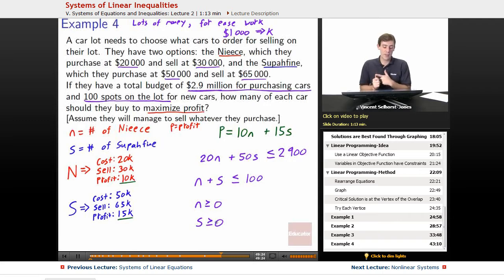The amount of money they have to spend, 20N plus 50S, has to be less than or equal to 2,900. N plus S has to be less than or equal to 100, the number of spots on the lot. And since they can't buy negative cars, N has to be greater than or equal to 0, and S has to be greater than or equal to 0. Our objective function that we're trying to maximize is our profit, P equals 10N plus 15S. So we want to maximize P.